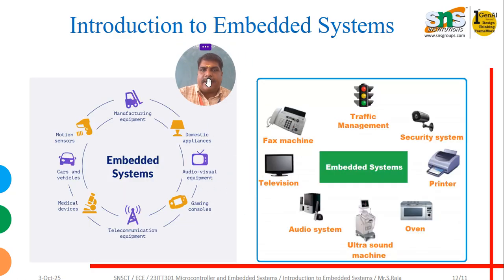So these are some examples of how embedded systems are used. Mainly, embedded systems are used in manufacturing equipment, domestic appliances, audio-visual equipment, gaming consoles, telecommunication equipment, medical devices, cars and vehicles, and motion sensors. Also, embedded systems are used in traffic management, security systems, printers, microwave ovens, ultrasound machines, audio systems, televisions, and fax machines.